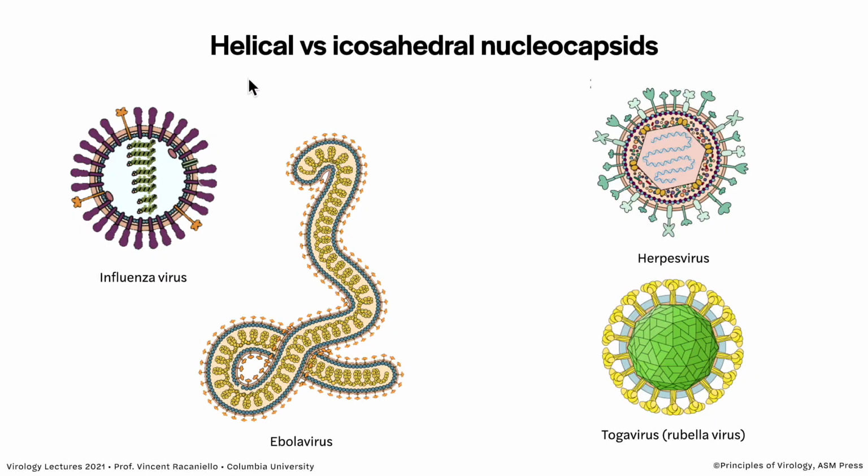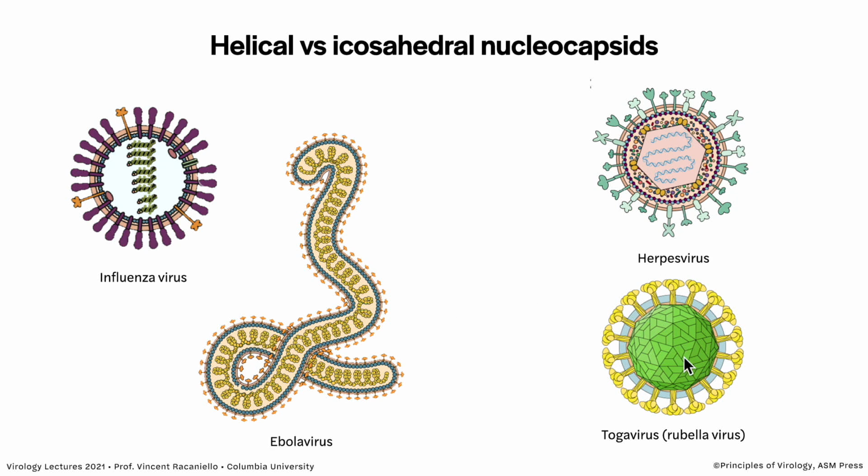So here we have a summary of helical versus icosahedral nucleocapsids. Again, influenza virus, Ebola virus, they're enveloped. Within it is the RNA protein complex arranged in a helical structure. And that is called the nucleocapsid, RNA protein, RNA protein. Ebola, it's one RNA, very long, but they're both structured similarly, RNA protein complexes.